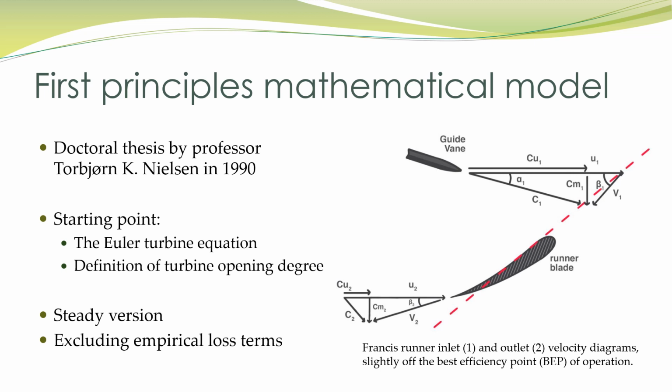I'm not going to perform the entire derivation of the equations. It's quite long, but the starting point is the Euler turbine equation and the definition of turbine opening degree, together with the velocity diagrams at the runner inlet and the runner outlet, which you can see here in the figure for a Francis turbine. These velocity diagrams are slightly off the best efficiency point, as you can see from the swirl component here, and also that the relative velocity does not match the runner blade fixed angle here. So this is a starting point for the model.